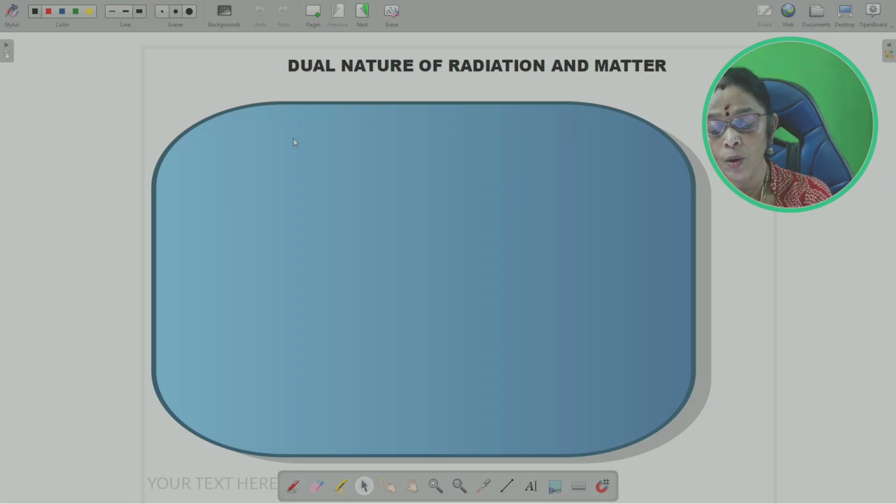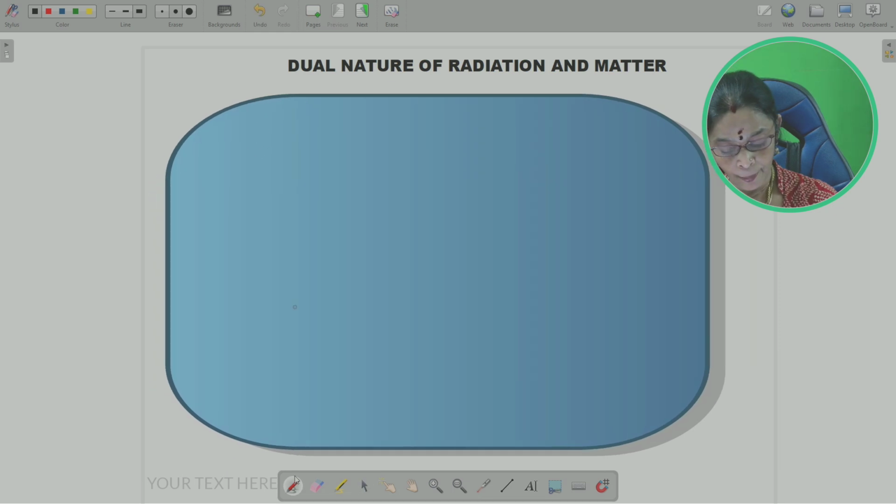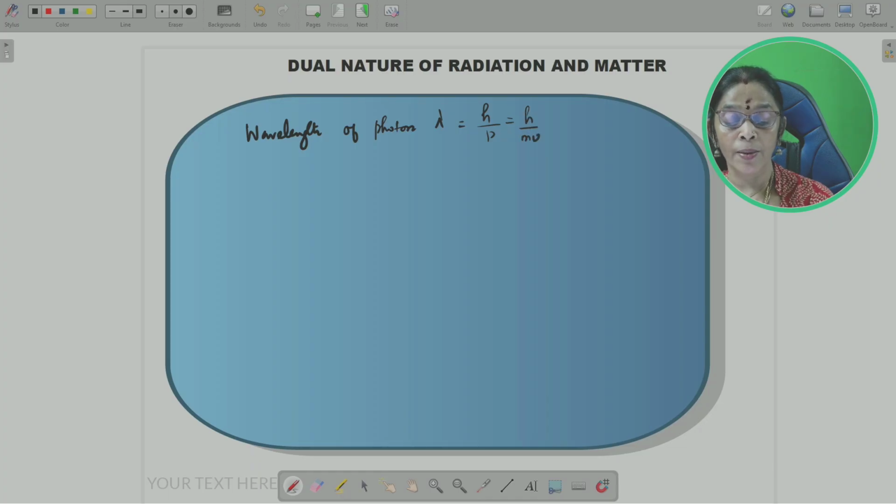Now let us recall the formulas of dual nature. Dual nature, two natures. Wavelength of photon: recall the formula. Wavelength of photon is lambda equal to h by p, which is h by mv. That is the wavelength of photon.